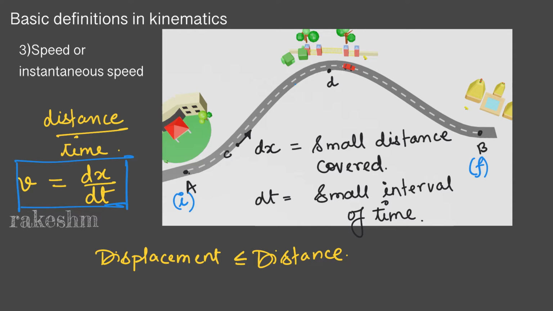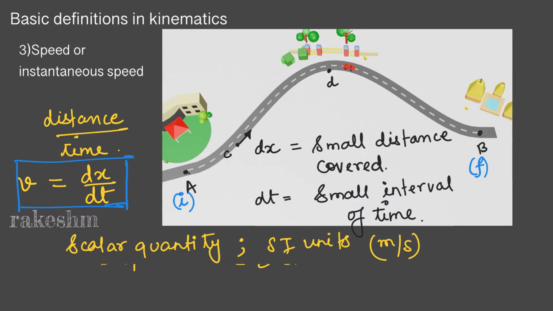So this quantity we can calculate at each instant. At C, it goes a small distance dx, takes a small time dt. So dx by dt gives us speed at point C. At D, it covers a very small distance, some dx in small time dt. We say the speed at D is dx by dt. Now speed is a scalar quantity as it has no direction. And its SI units: speed is distance by time, right? So distance is meter and time is seconds. So SI units are meters per second.